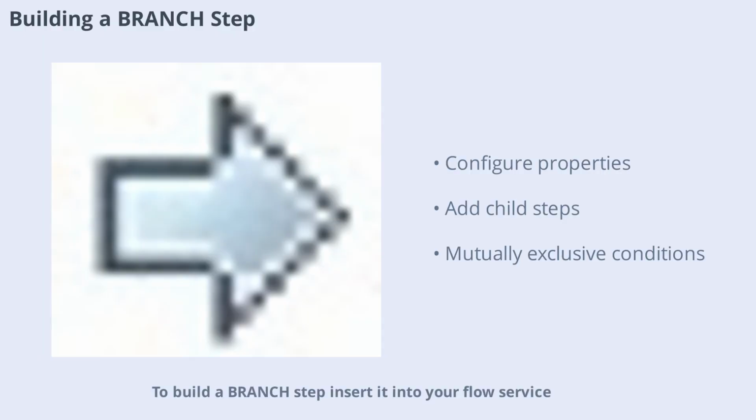Build a branch step, insert it into your flow service, and configure properties such as comments, scope, timeout label, switch, and evaluate label. Add child steps, assign labels, and ensure that conditions are mutually exclusive. Proper configuration ensures that your flow service executes the correct logic based on runtime data.